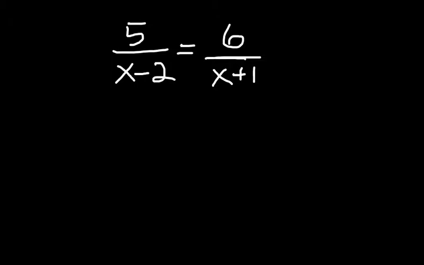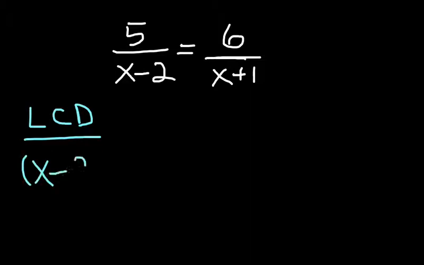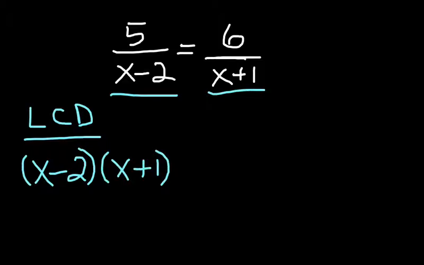The first thing we want to do here is find a least common denominator for this problem. In this case, we want to write down everything in the first denominator, which is x minus 2, and anything in the second denominator that's not in the first. That would be x plus 1. So our least common denominator for this particular problem is going to be x minus 2 times x plus 1.